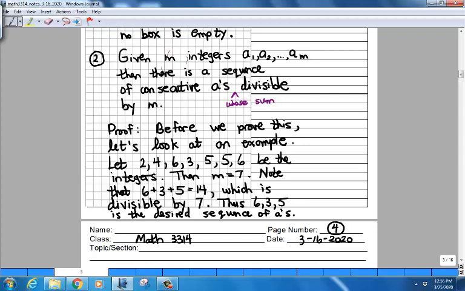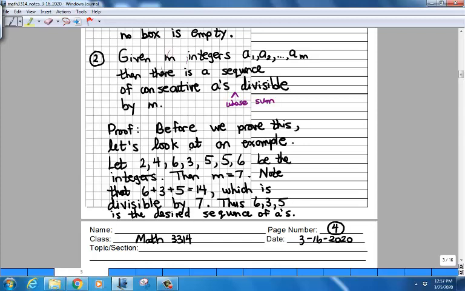Not in numerical order, but what we're going to prove in general for a collection of integers is that there's a subsequence such that when you add up the numbers in the subsequence, it's divisible by 7, which is the number of numbers in this collection. There's 7 numbers in this collection. So it's easy to pick out in this case such a subsequence, because if you take 6 and 3 and 5, right?